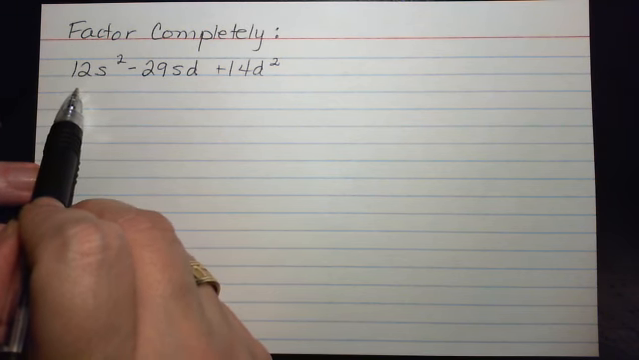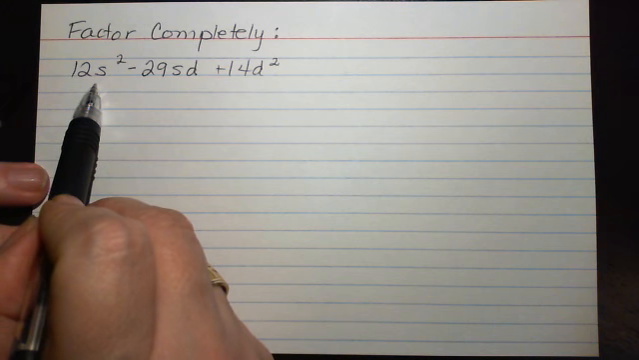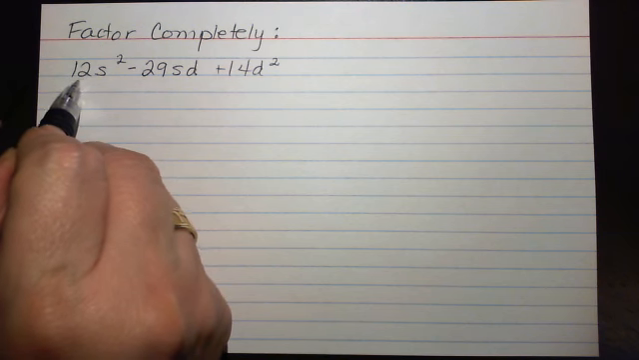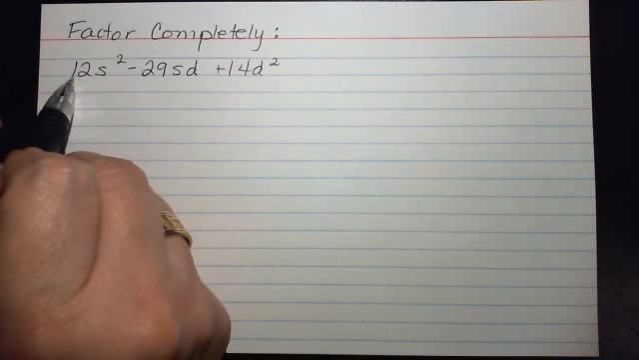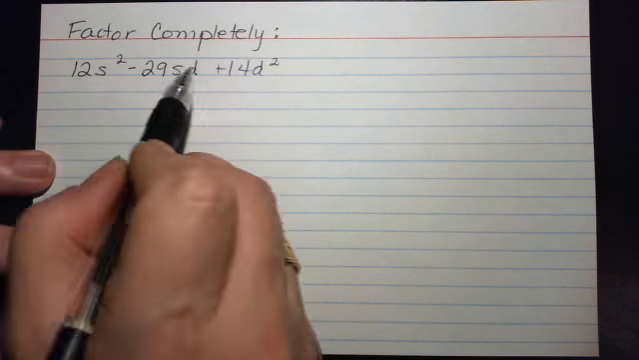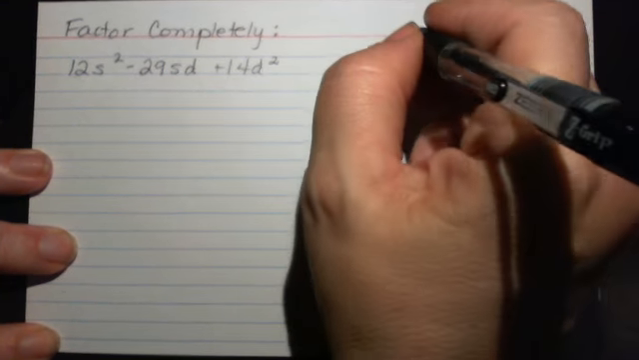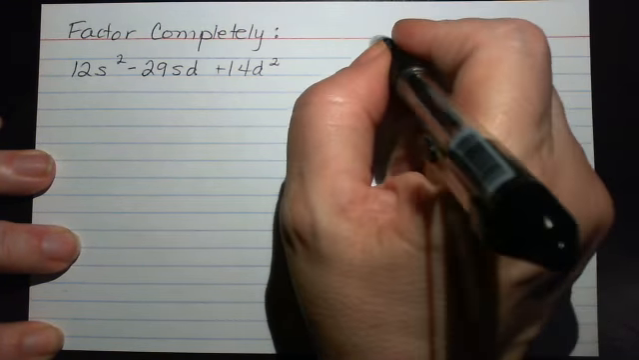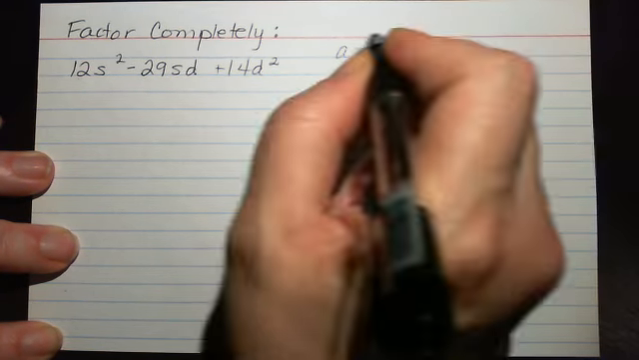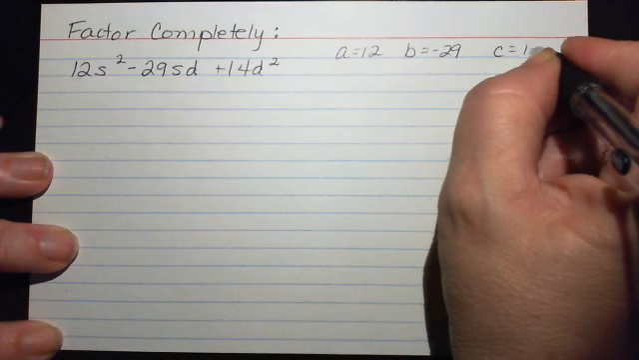At this level, we don't spend much time remembering how to factor trinomials when the leading coefficient is 1. So we're going to practice some when this leading coefficient is something besides 1. A very handy tool for factoring this kind of trinomial is the AC method. Let's remember the AC method says we need to label A, B, and C. A is 12, B is negative 29, and C is 14.